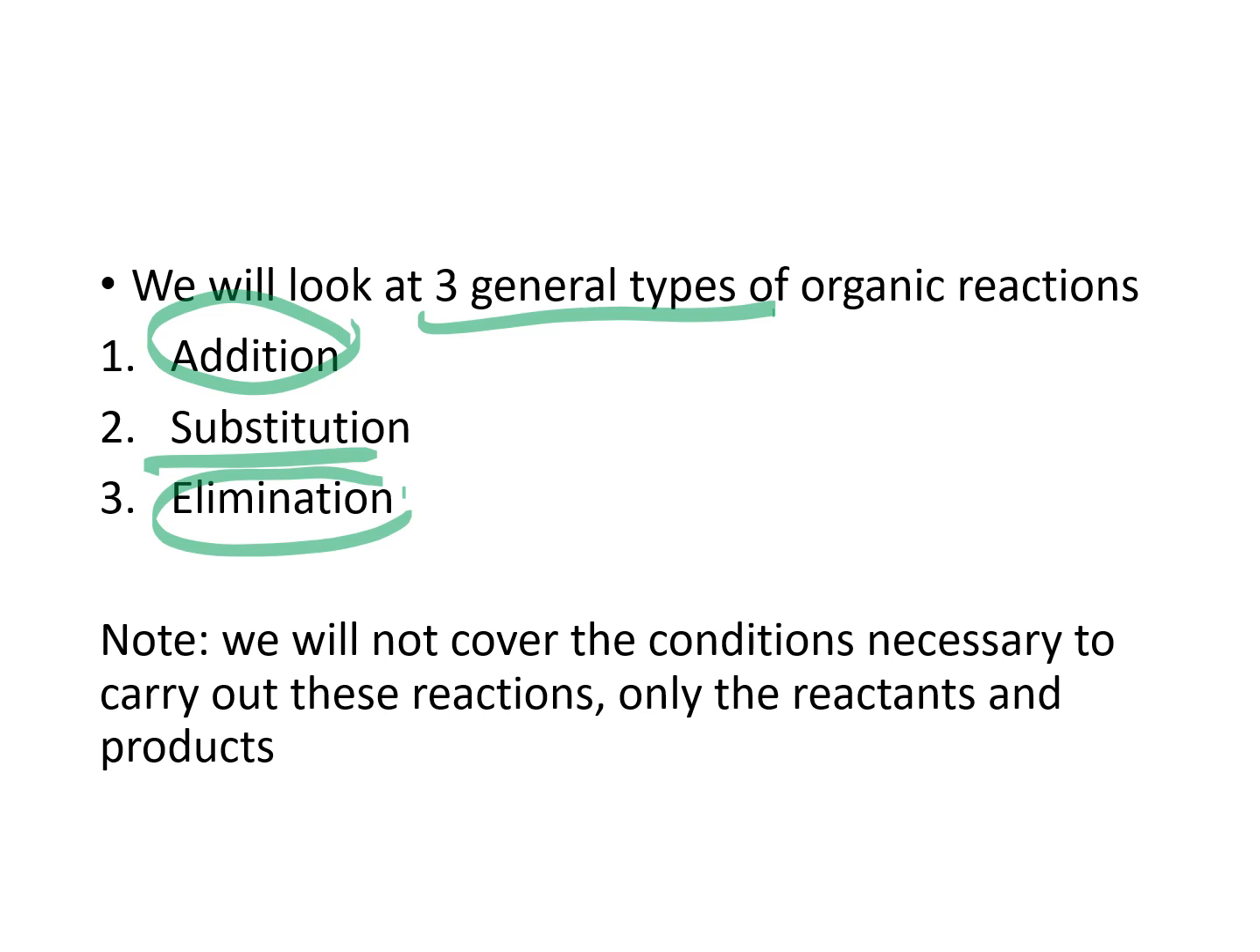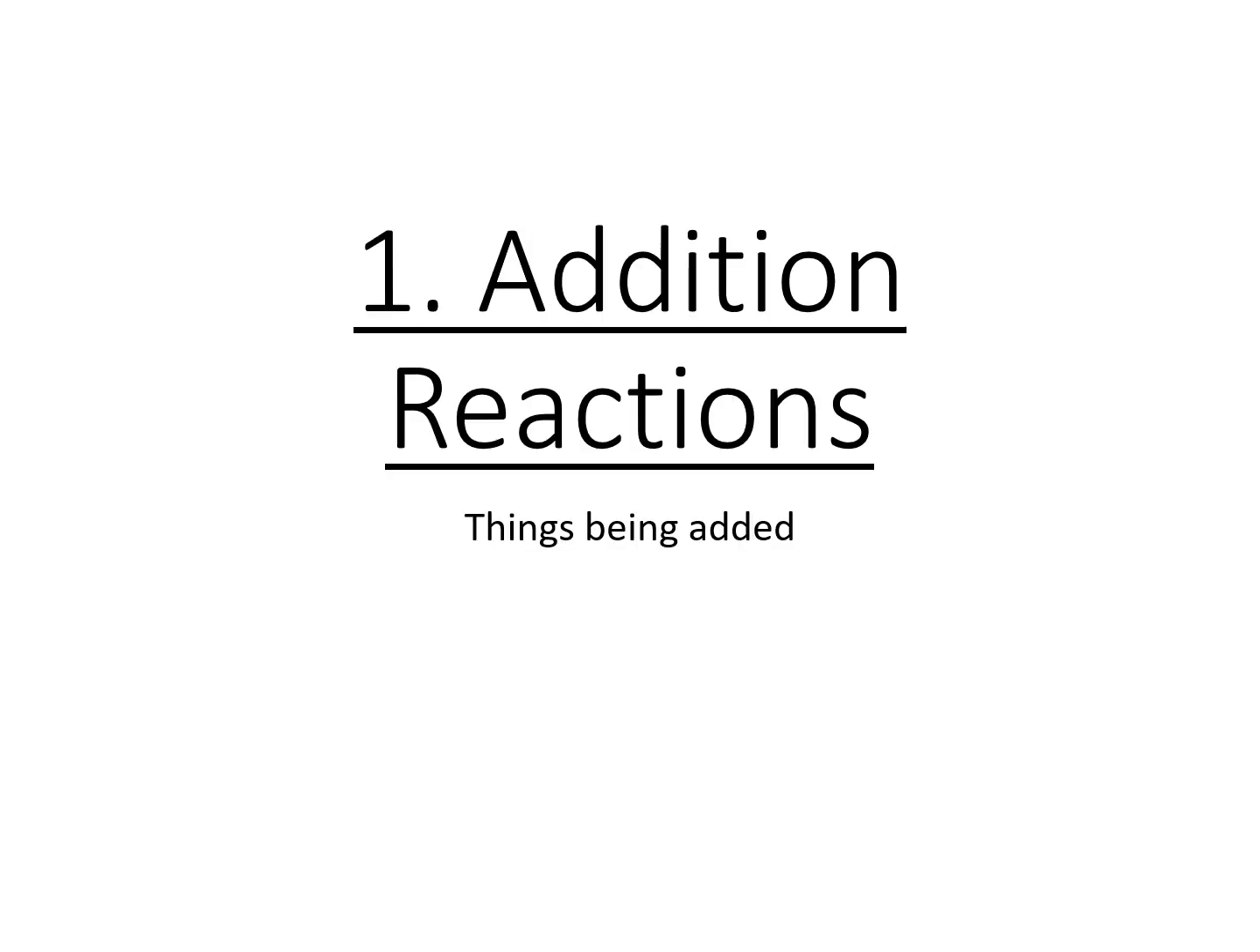We're going to cover what goes in and comes out of these reactions, so the reactants and the products. We're not going to get into the conditions necessary to get the reaction to happen. That would be an additional step that we're not going to be doing. So first, addition reactions, essentially things being added together. Think of it like a synthesis reaction, but with organic chemistry.